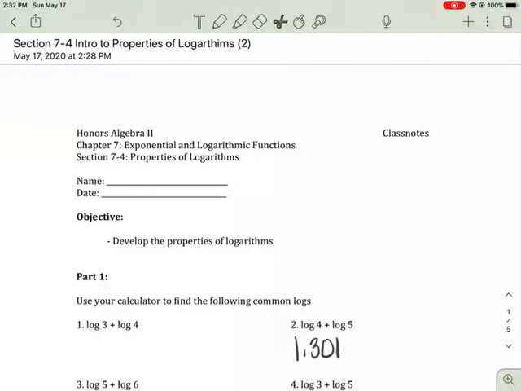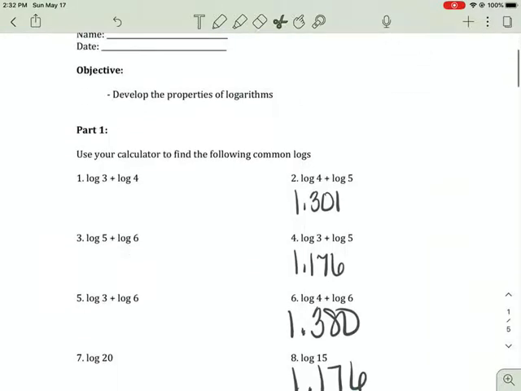So what we're going to want to do is either through the app that we've been using or on a graphing calculator or any regular calculator, you're going to find the value of the common logs. I've already done some over here on the right, so I'm going to do the odd ones on the left with you. I'm just going to press log 3 plus log 4 and see what we get.